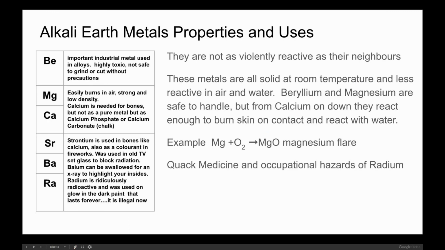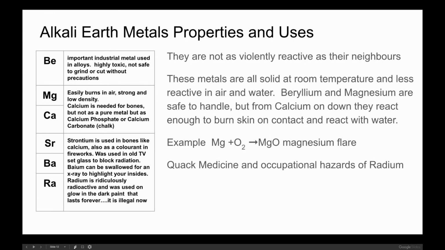Alkaline earth metals are somewhat familiar to you. Magnesium and calcium most people have heard of. Magnesium is frequently used in flares. Once ignited, it's very difficult to put out, and it has a very simple combustion formula. Magnesium plus oxygen makes magnesium oxide, and you're going to be able to put this equation together in the next day or so.